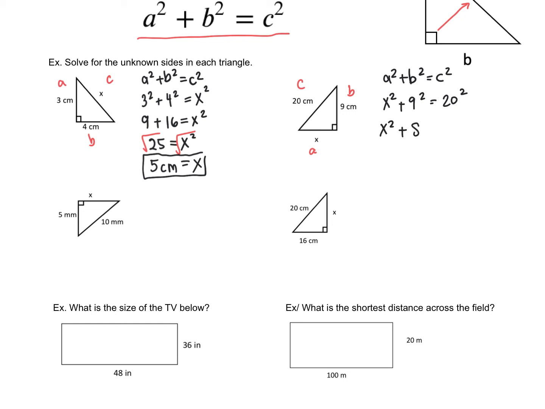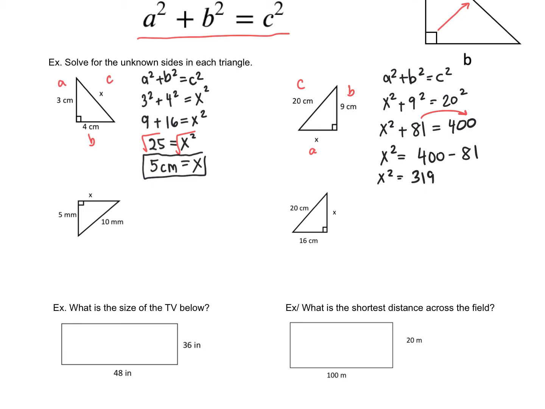So 9 squared is 81. 20 squared means 20 times 20, which is 400. And now it looks like a nice linear equation, and all we have to do is bring that 81 to the other side, and don't forget to switch your sign. So x squared equals 400 minus 81. There is an extra step compared to the previous example, and we get 319.